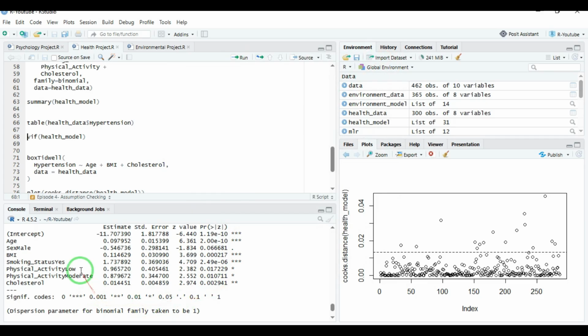So from this video, for the health example, we found significant positive associations for age, BMI, smoking status, physical activity categories, and cholesterol, while the evidence for sex did not reach the conventional 5% significance level. So that was it. That was today's video for interpreting the outputs of the health example. We just interpreted the numbers, not their real meaning in context.